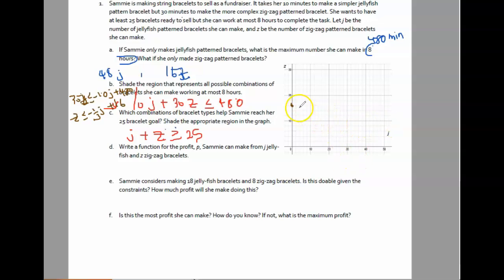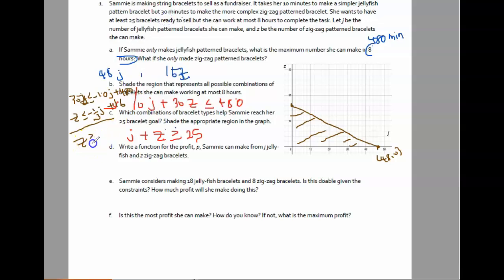It's kind of hard to tell, isn't it? I tell you what, at the very end it's going to be over here. 48. It's going to be 48 here. 48 comma 0. And you just connect those 2 points. Okay, all right, what about the second one? Z is greater, I should shade it less than.